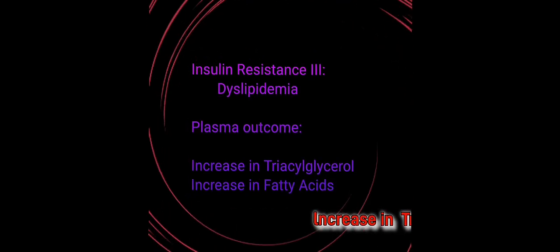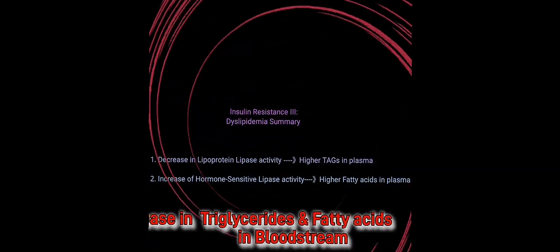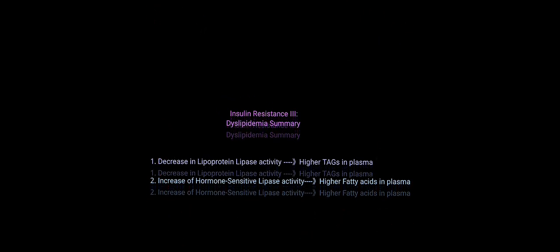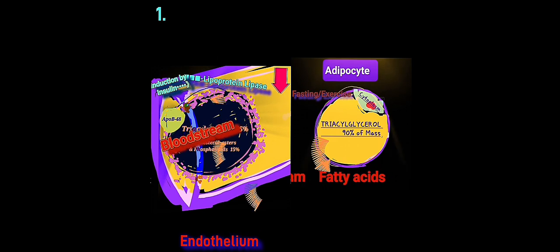The source material kicks it off by pointing out that dyslipidemia is a frequent companion to insulin resistance. It's not random. There's a mechanism at play, and it seems to revolve around two lipase enzymes. The breakdown in the video shows how changes in these lipases orchestrate the altered lipid profile we observe: an increase in triacylglycerol, often called triglyceride, and an increase in free fatty acids circulating in the blood.